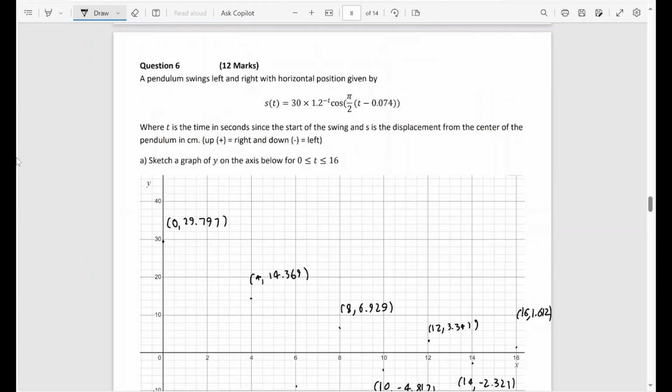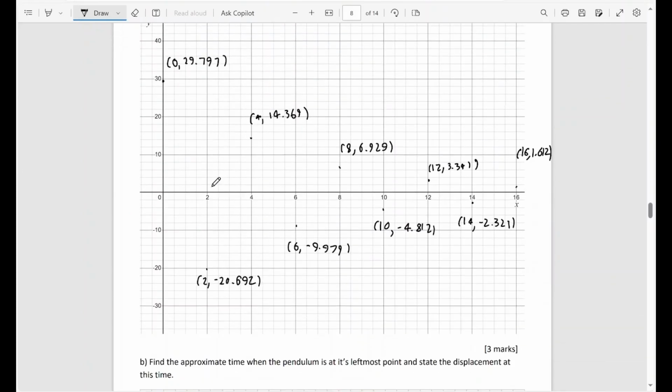All right, so now once a graph from 0 to 16, so we can sort of draw this graph in like so. Come down and go through there. Go up, down.